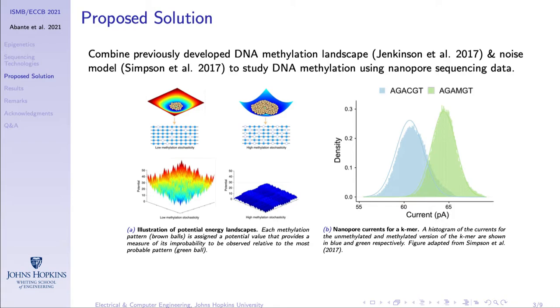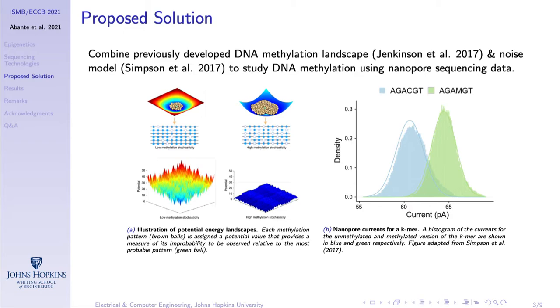The main idea can be seen in the left figure. In this example, the left landscape is shallow, resulting in consistent methylation patterns, here represented with balls, whereas the landscape on the right is much flatter, assigning similar energies to all methylation patterns. This model constitutes the hidden unobserved state in the proposed approach. On the right-hand side figure, we're illustrating the noise model.